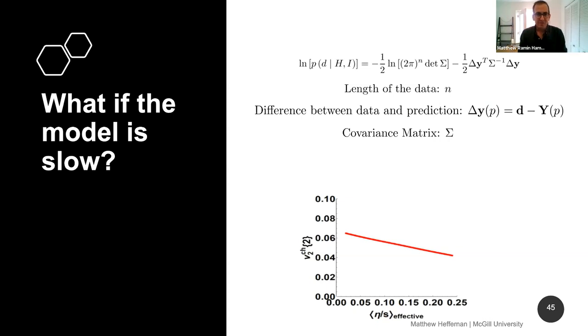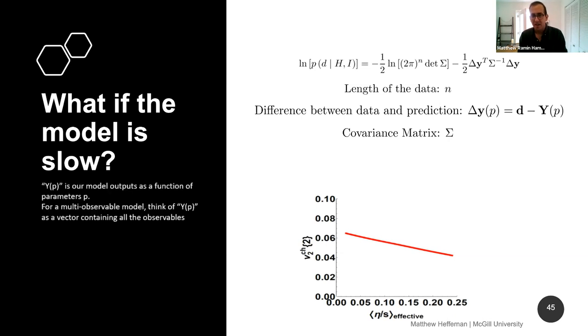A big question is, what if your model is slow? Markov chain Monte Carlo takes a lot of steps, basically. And if you're calculating your model at every step and your model takes, you know, a day to run, let alone say a heavy ion collision model, it might take much, much longer. Then that's not really feasible. You can't sit there for 10,000 days. And so what if your model is slow?